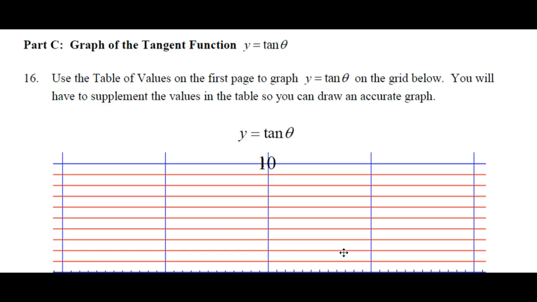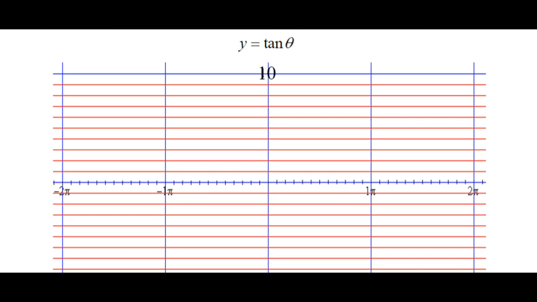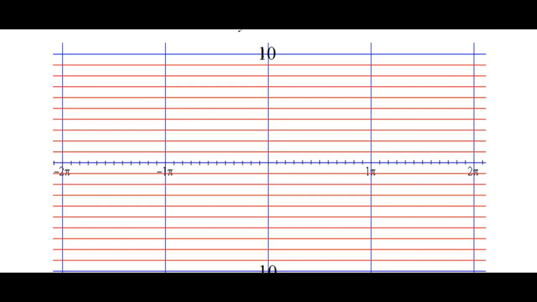Anyways, use the table of values on the first page to graph y equals tan theta on the grid below. You'll have to supplement the values in the table so you can draw an accurate graph, right? Because the problem is, tangent's not limited between 1 and -1, right? But let's just sort of start tangent. So the tan of 0 is 0.